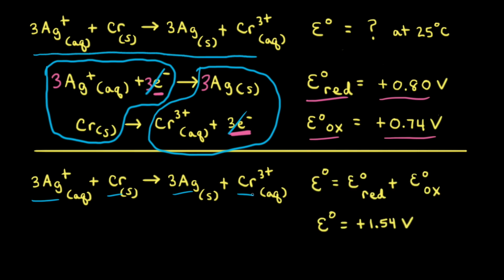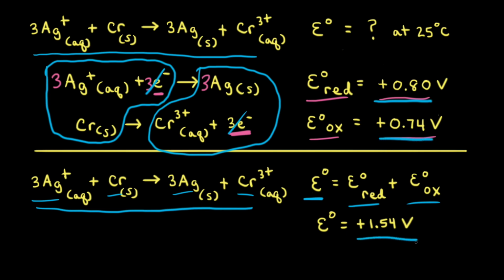And since we were able to add our two half reactions together and get our overall redox reaction, to find the standard voltage for this reaction, we should be able to add together the voltages for the two half reactions. So positive 0.8 plus 0.74 is equal to positive 1.54 volts. So the standard potential for this redox reaction at 25 degrees Celsius is equal to positive 1.54 volts.